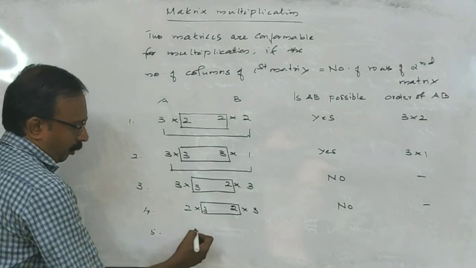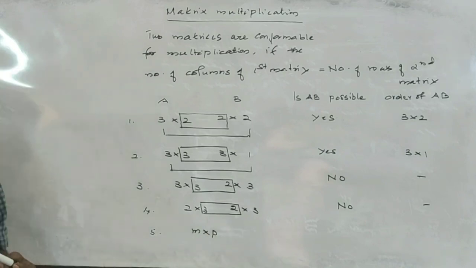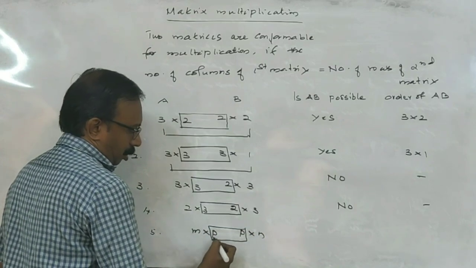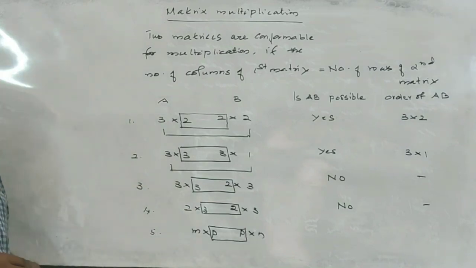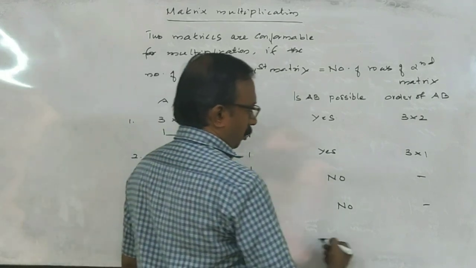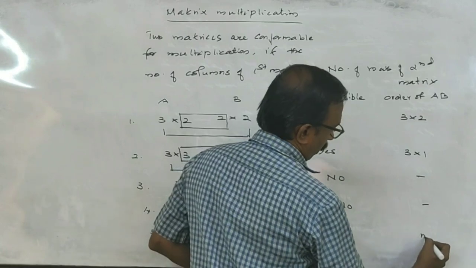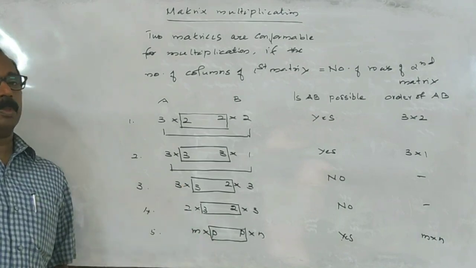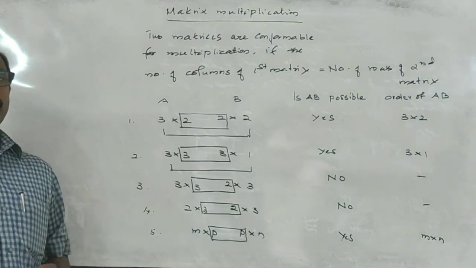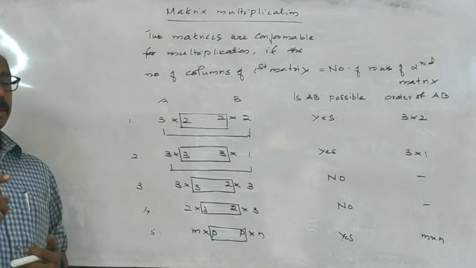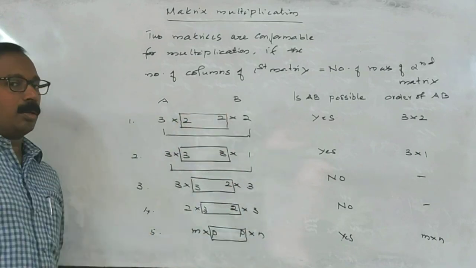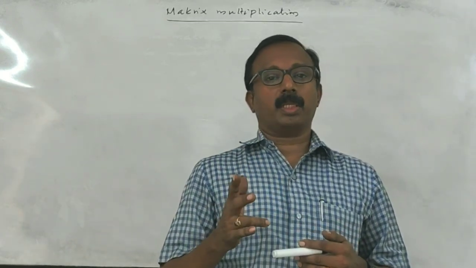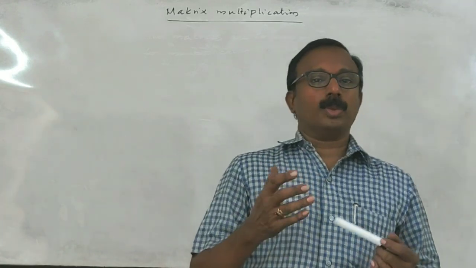Generally, we can say that if A is a matrix of order m by n and B is a matrix of order n by p, then the number of columns of A is equal to the number of rows of B. So multiplication is possible, and the product matrix is of order m by p. This is the general rule. To find the product of two matrices, first we have to check whether it is possible for multiplication or not, isn't it? Now let us discuss it with some examples.